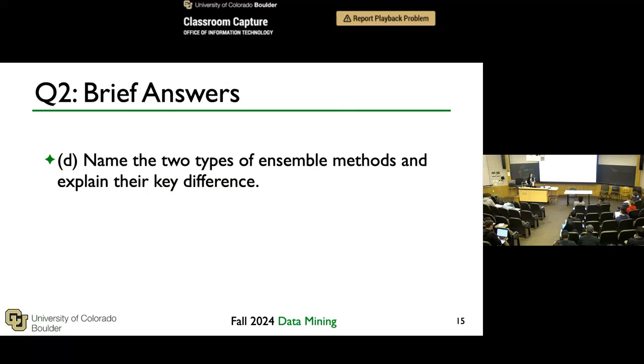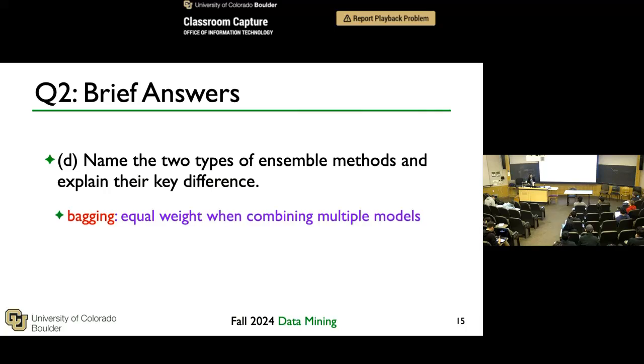What are the 2 approaches? When you weigh them equally, bagging; otherwise, boosting. Bagging versus boosting, equal weight versus different weights. That's really the main thing. So bagging is equal weight when combining multiple models, and boosting is different weights for different models, okay?